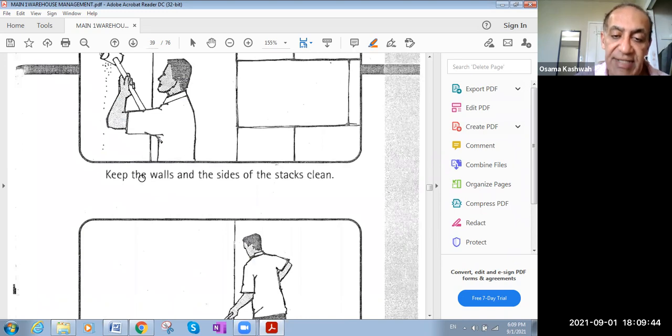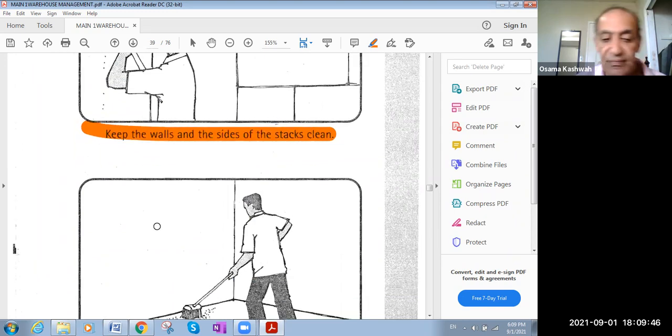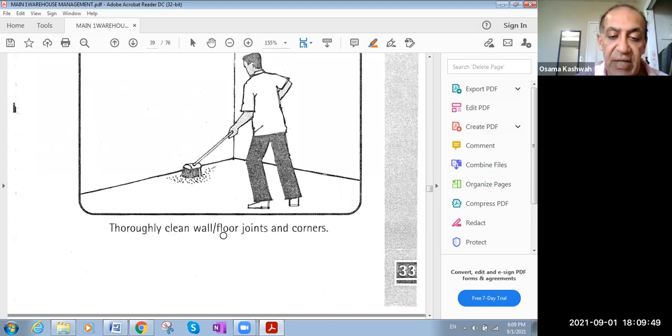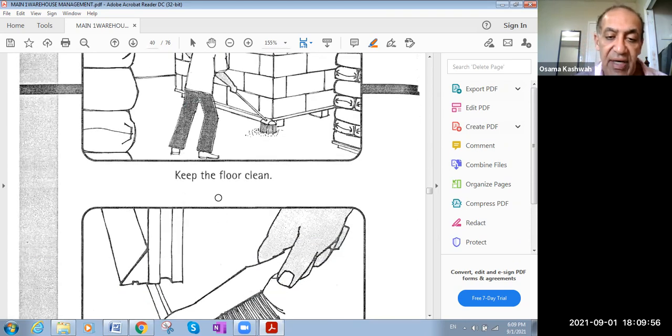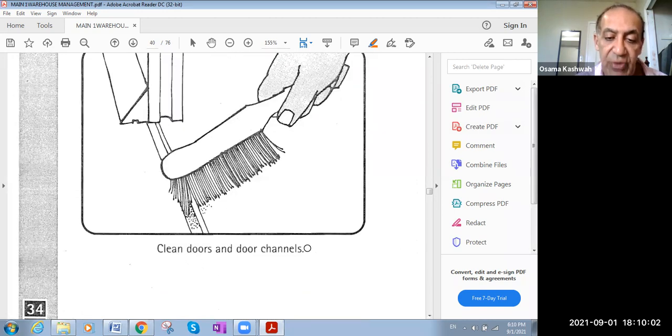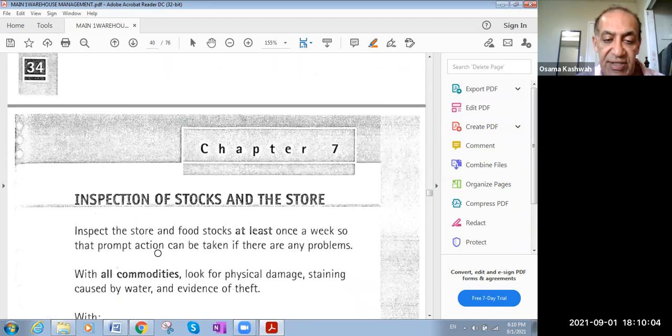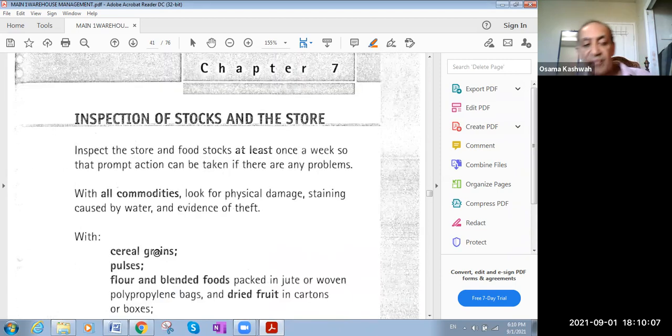Keep the walls and the sides of the stack clean. Thoroughly clean walls, floor, joints, and corners. Don't leave anything. Keep the floor clean always for the storage. Clean doors and door channels. This is also important. Those are some considerations we should take in cleaning the warehouse.